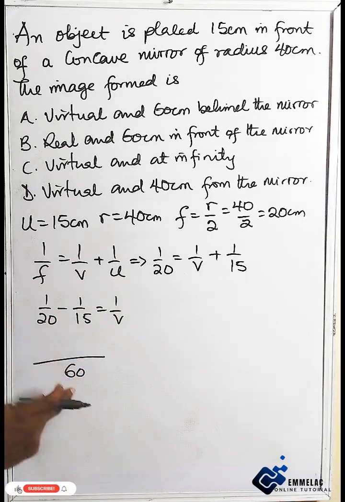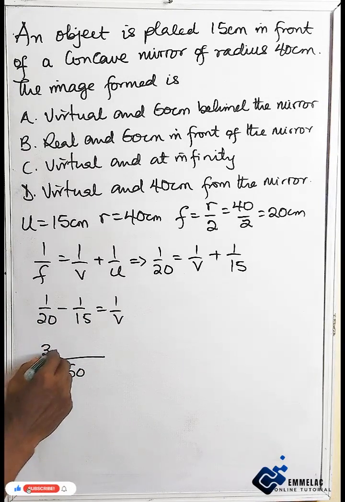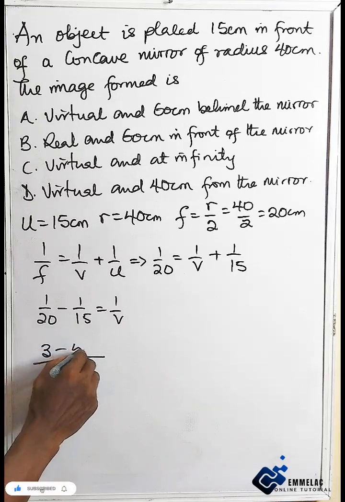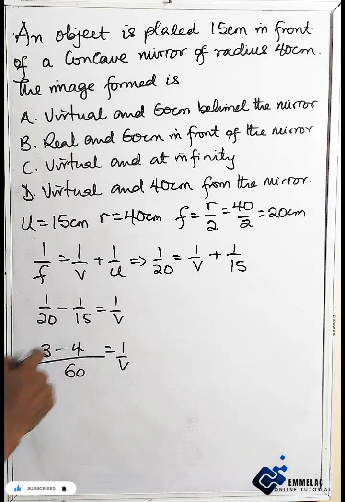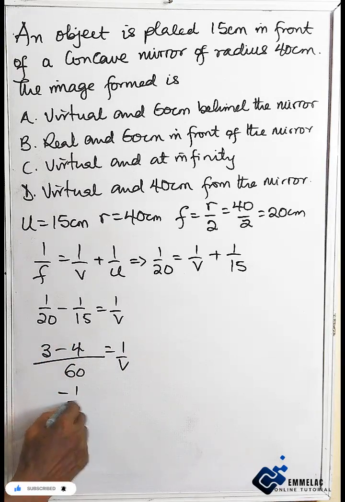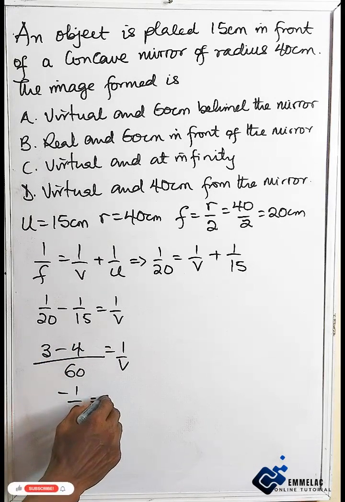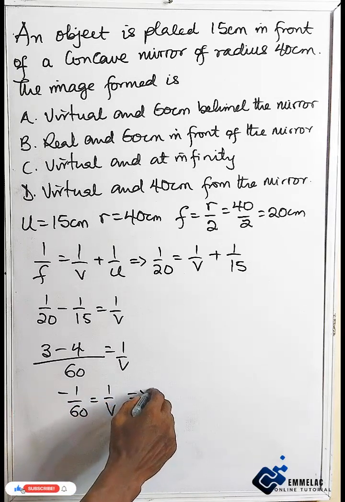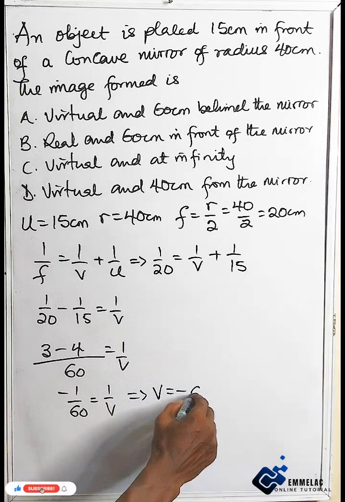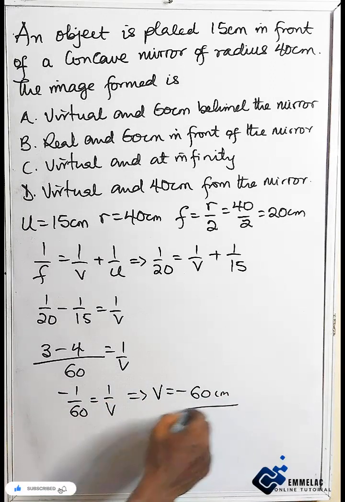Now 20 into 60 is 3, then minus here should be 4. So here you have 1 all over v. Now 3 minus 4 gives us negative 1 all over 60 equals 1 all over v. In essence, here we can now see that v equals negative 60 centimeter.